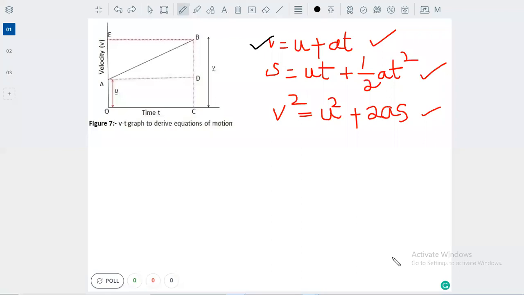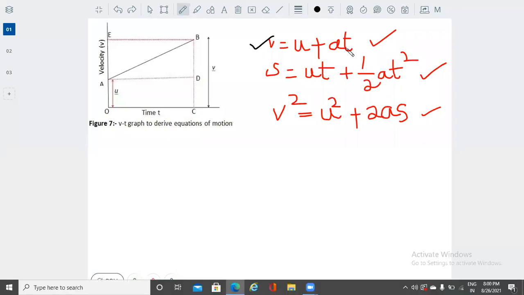So now let us derive the first equation: v is equal to u plus at. The graph is provided over this side. Whatever I'm doing, I'll point it out with my pointer, and then I'll write everything down. First of all, let us note down the initial velocity and the final velocity.